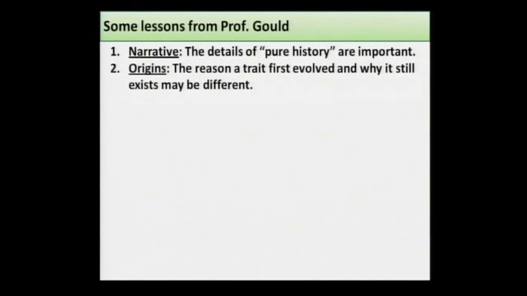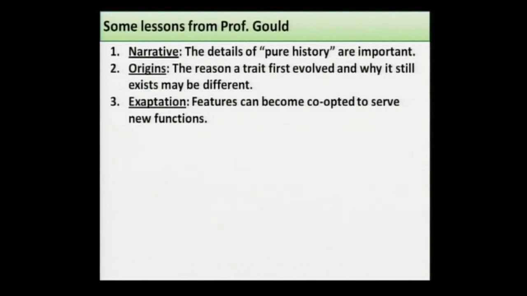The question of origins, and more specifically distinguishing origins from things like maintenance or persistence, origins from function, these things can be decoupled. So the reason that a trait evolves in the first place may not be the same reason that it's still around today. What it was doing initially may not be what it's doing now, if anything. The notion of exaptation has come up also. The idea that a feature that is adaptive for some other function or has no function at all can acquire one. It can be co-opted to serve a new function.